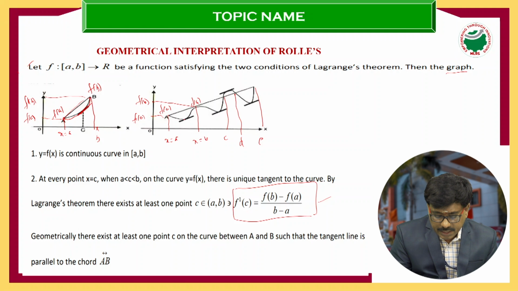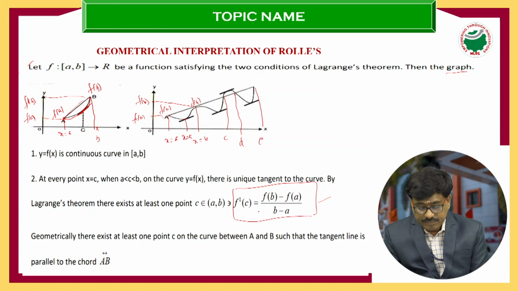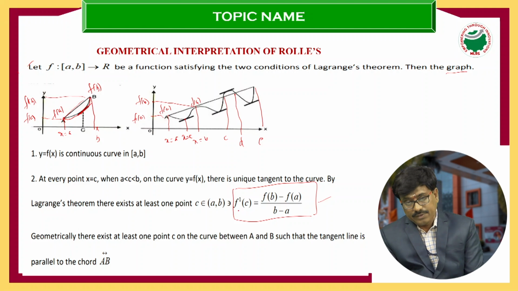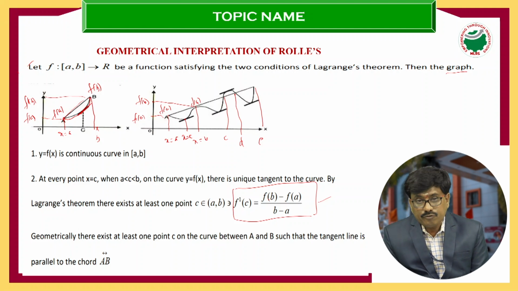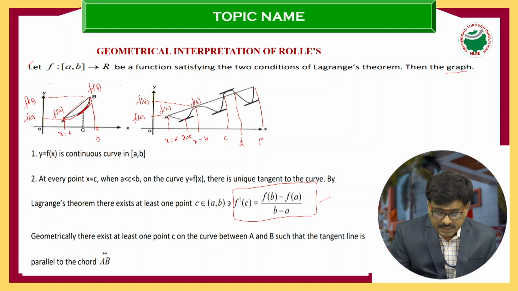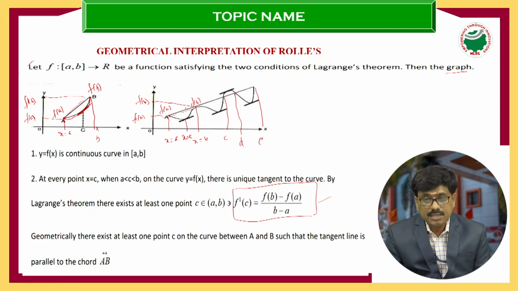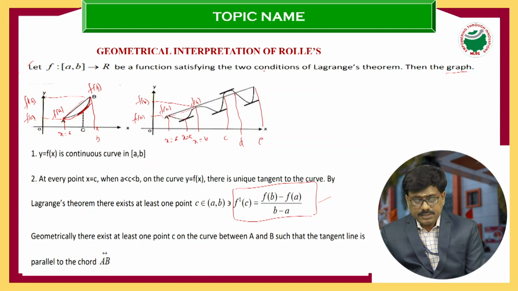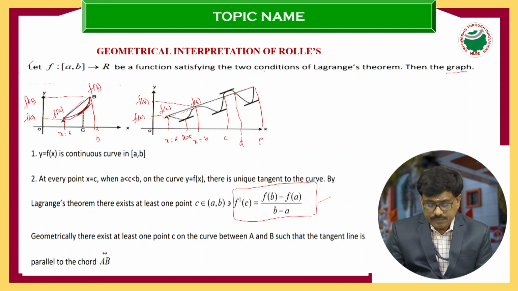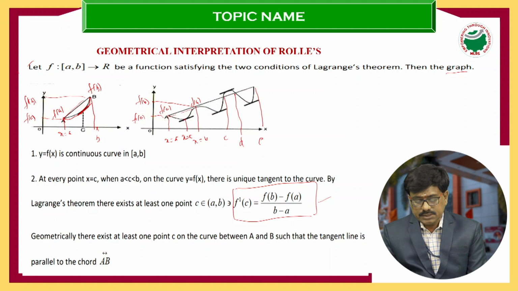How do you get f dash of c? At this particular point, when we draw the tangent, f dash of c is equal to f of b minus f of a divided by b minus a. The tangent and the chord between these two points are parallel. Similarly, whenever we take points parallel to this chord, we can say a tangent can be drawn parallel to the chord. Okay, this is the statement about the geometrical representation of Lagrange's mean value theorem.